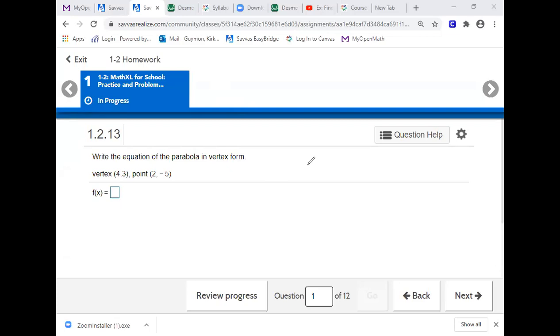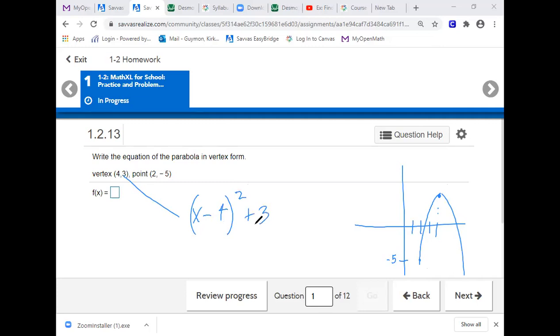All right, so it's a parabola. The vertex at 4, 3. And then the next, there is another point at 2, -5. And it's opening down then. And so, yeah, for the vertex, that gives you all of this part. 4 to the right, 3 up.